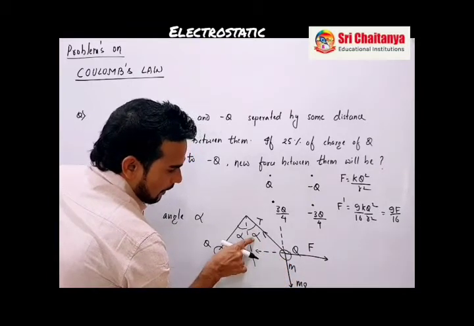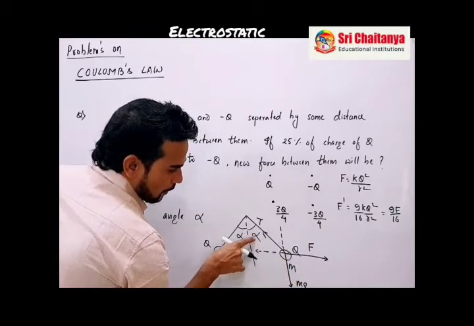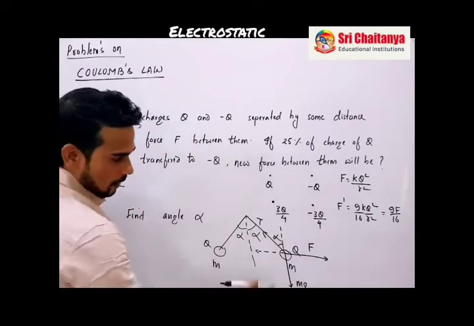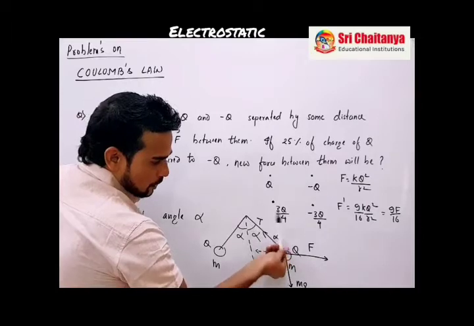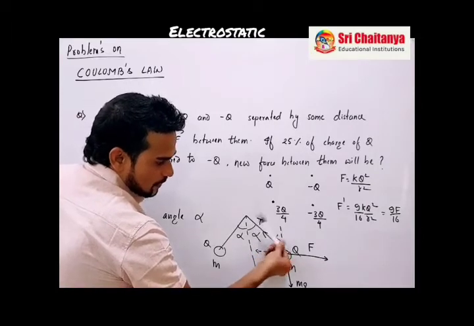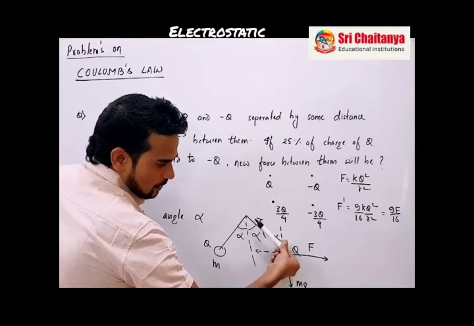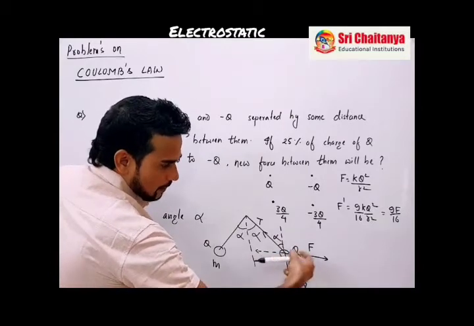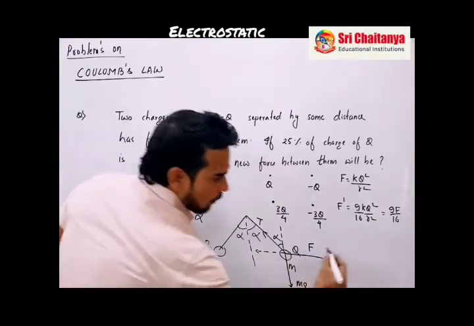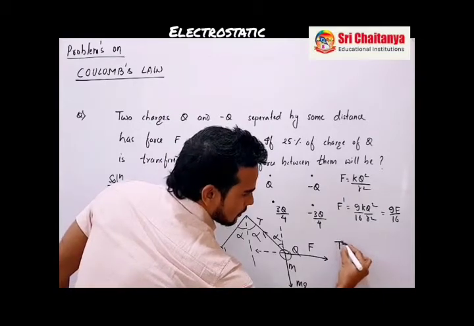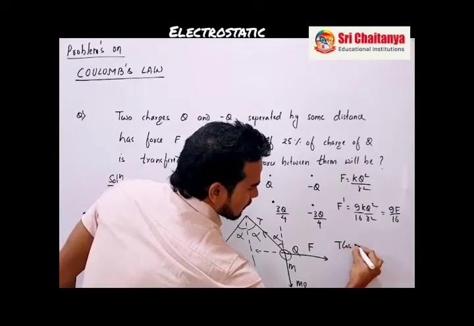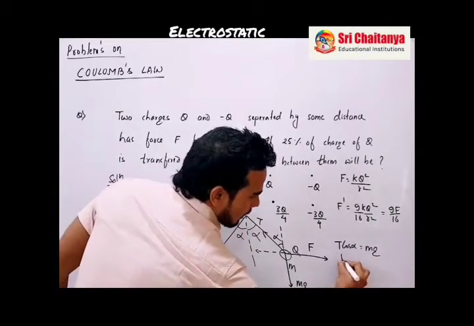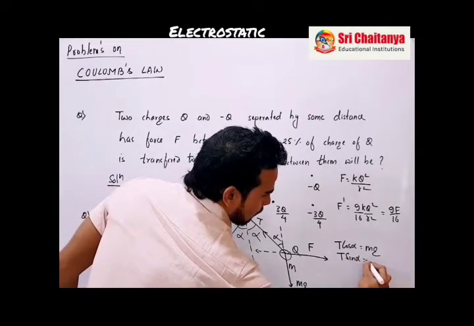Now from here you can break the tension into its components. If this angle is alpha, this angle is also alpha. So if it is in equilibrium, you can say this is your T, this is alpha. T cos alpha must balance mg, and T sin alpha must balance this force F. So T cos alpha will be equal to mg, and T sin alpha will be equal to F.